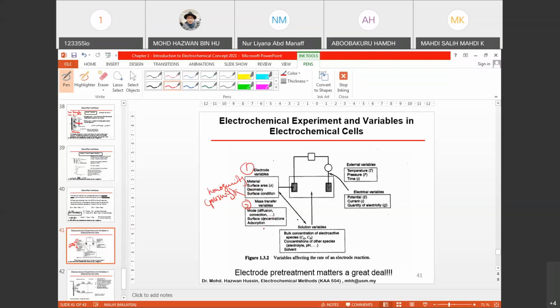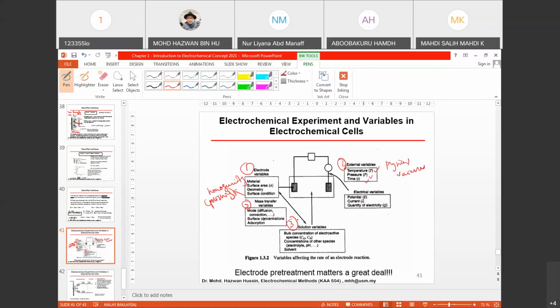The surface concentration and also adsorption, this will be what is related with mass transfer. You will also have solution variables, which are related with the concentration of your electrolyte, pH, type of solvent used, and so on. Fourth will be the external variables. The external variables will always be physical variables, of course related with temperature, pressure, time, stirring, and whatsoever.